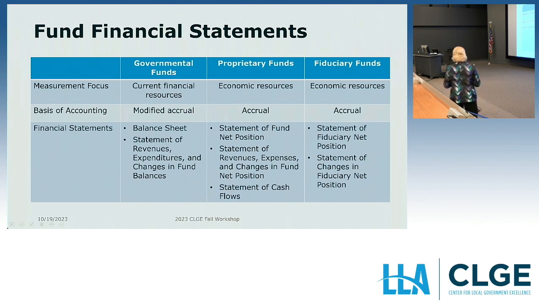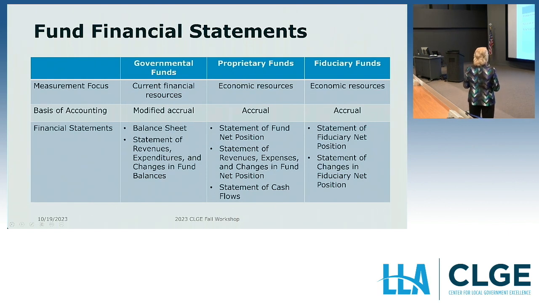And then fiduciary funds, they are also economic resources and accrual, and they just have 2. This is other people's money. Not so concerned with that. So we have the statement of fiduciary net position, not fund net position. And then we have the statement of changes in fiduciary net position. We don't have a statement of cash flows because we don't really care because it's not our money.